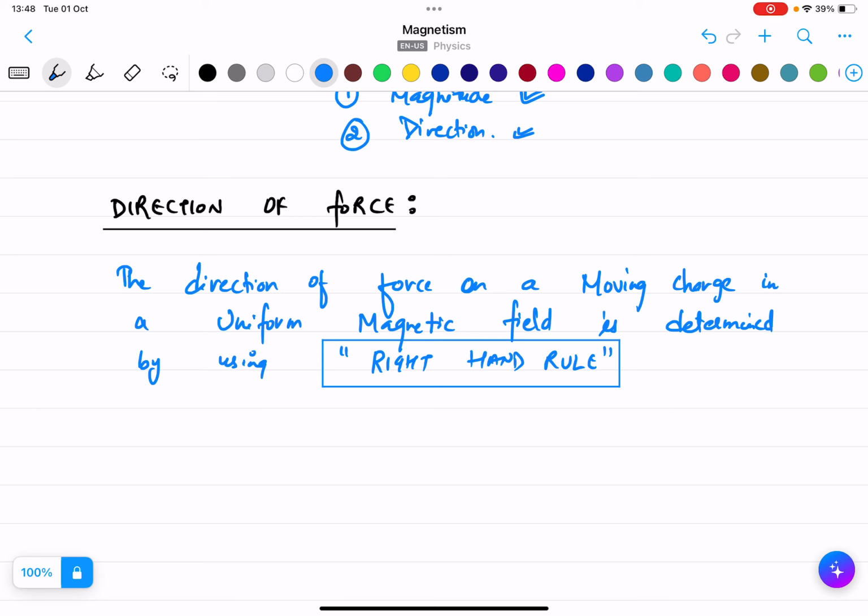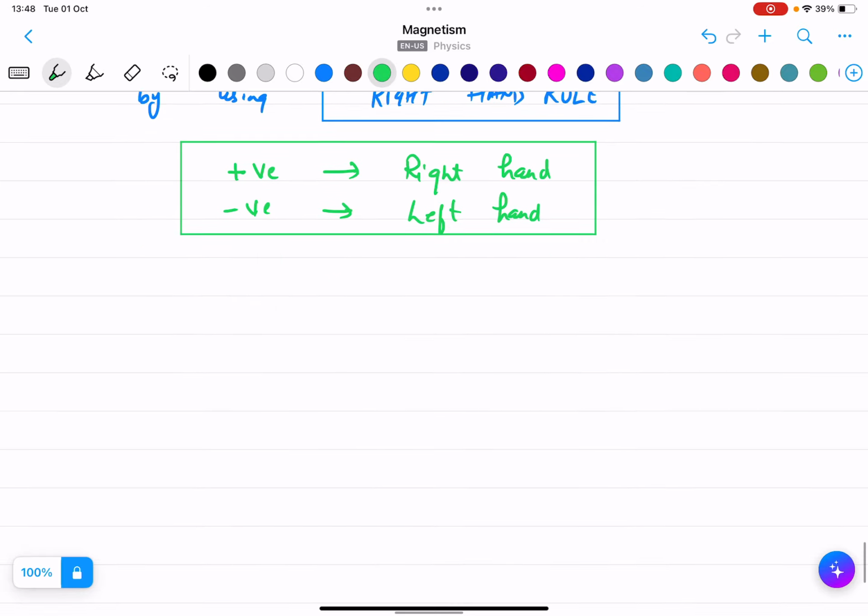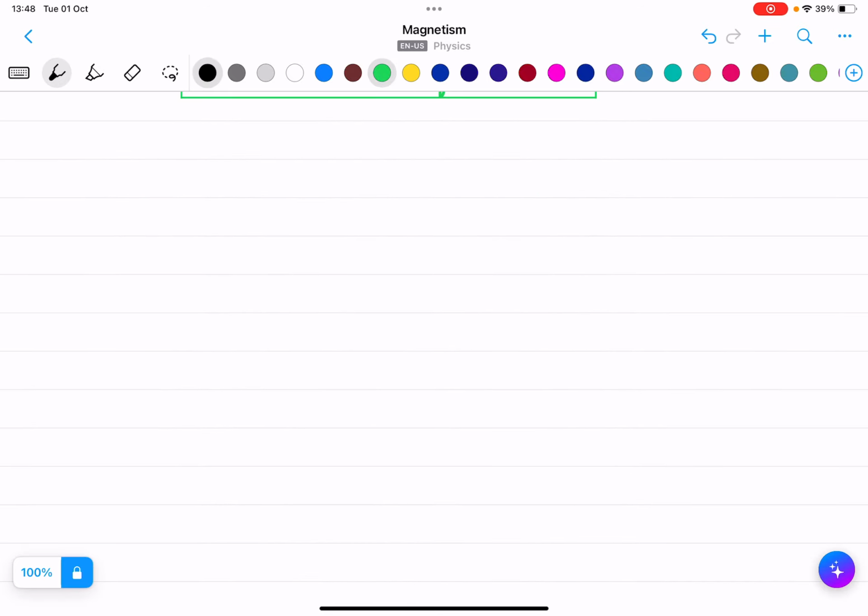Right hand rule means we are using the right hand in finding the direction. So remember, if a charge is positive, we will use our right hand. If the charge is negative, we will use our left hand. Positive and negative, right hand and left hand. Okay, so I will discuss some examples. Example number one. These are very, very important. You will get such types of questions in exams.